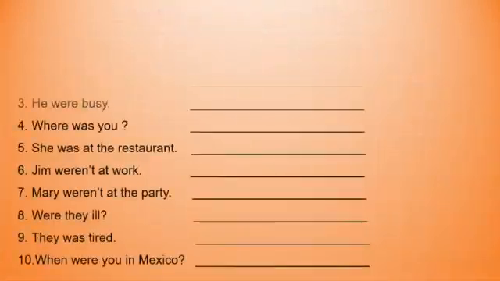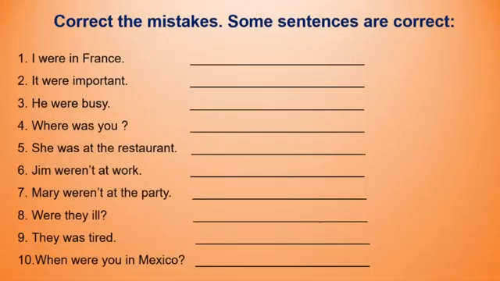Now we have another exercise. We have correct mistakes. Some sentences are correct. Now we have in this case 10 sentences. You have to write on the line if the sentence is wrong and correct it. But if your sentence is okay, you have to write the word okay, that it's correct. Okay, here we go.